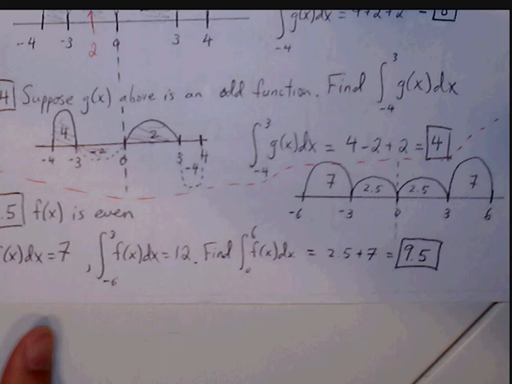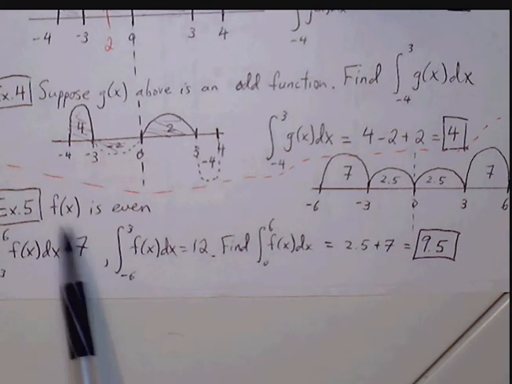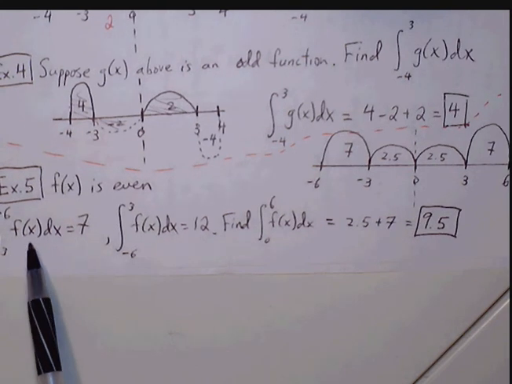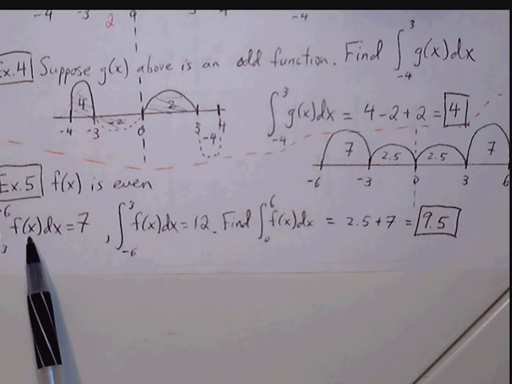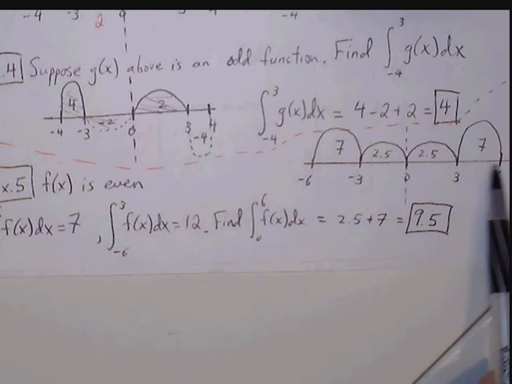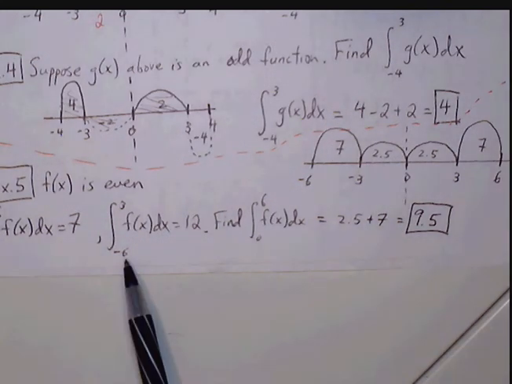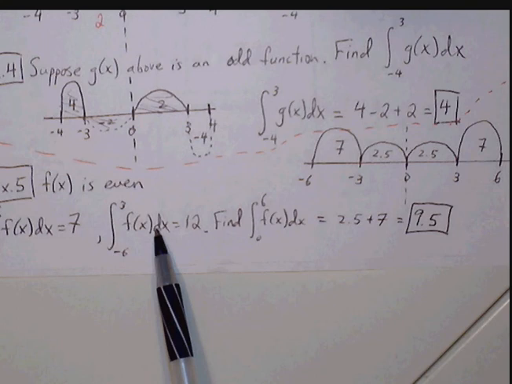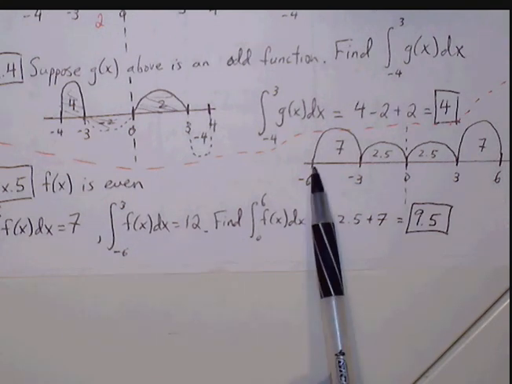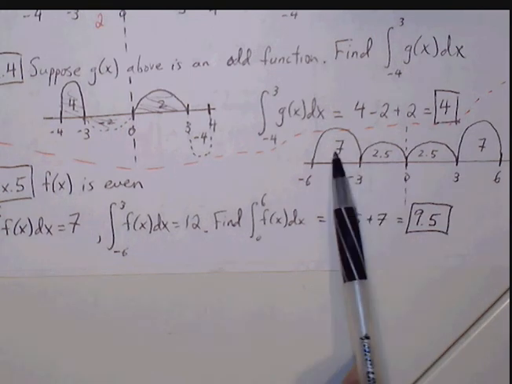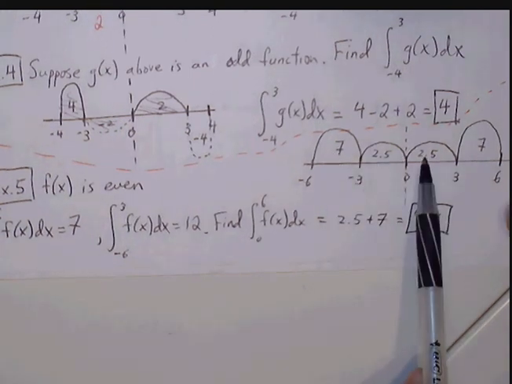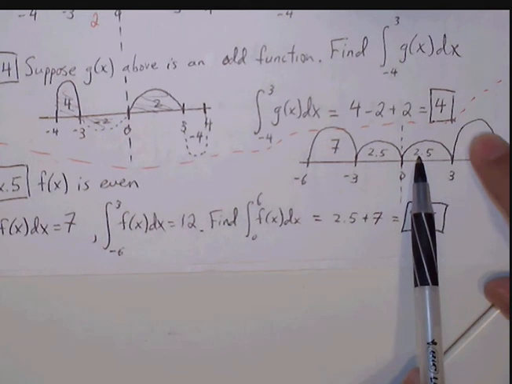All right, last one here, example 5. What's given to us is that our function is even. From 3 to 6, the definite integral of f of x is equal to 7. So I created that here, from 3 to 6, positive 7. From negative 6 to 3, the definite integral is equal to 12. So from negative 6 all the way to 3, this whole region is equal to 12. Now I know that this region is 7, so I know that this region must be 7.